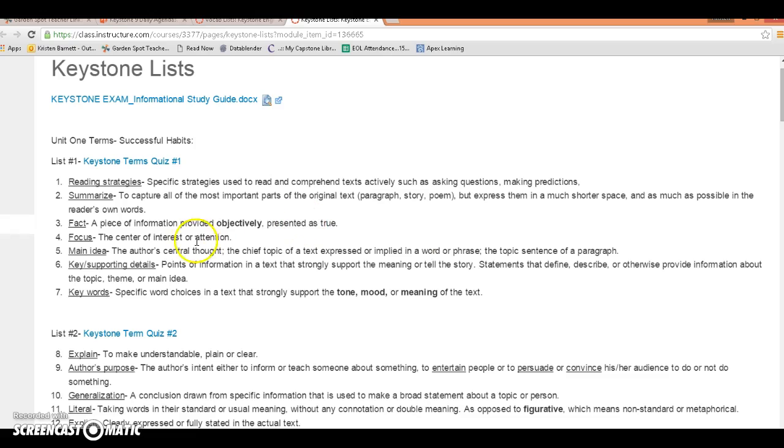So these are your words for this week. If any of that doesn't make sense, please let me know and I'll explain it. Otherwise, that's what you need to know for your quizzes this week.